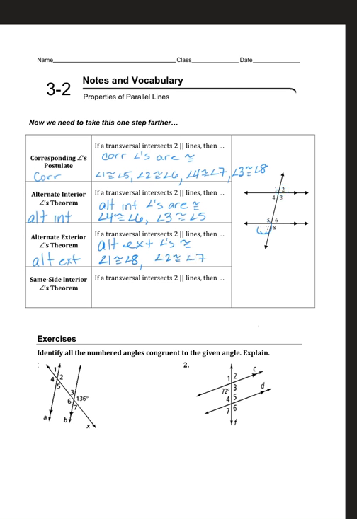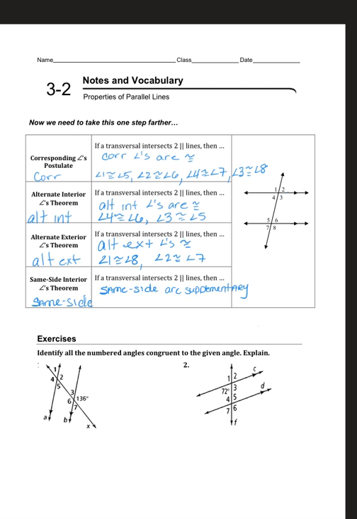All right, so that leaves one other type of angle, and that is same side interior. We abbreviate that just same side. And when the lines are parallel, then same side are supplementary. So same side are supplementary. That means they add up to 180.